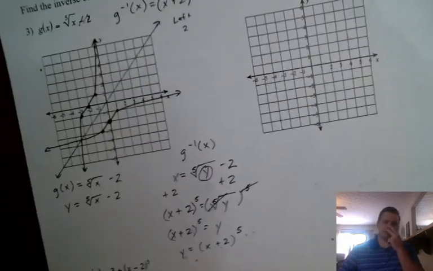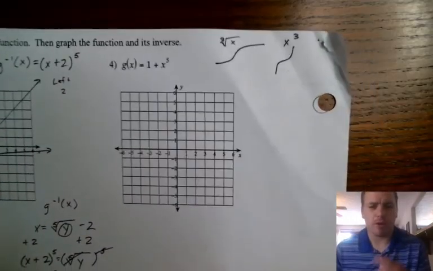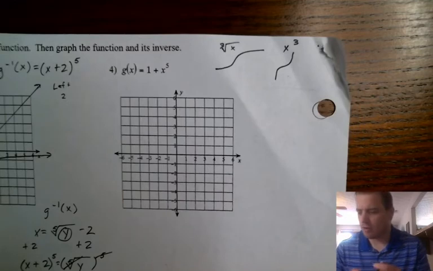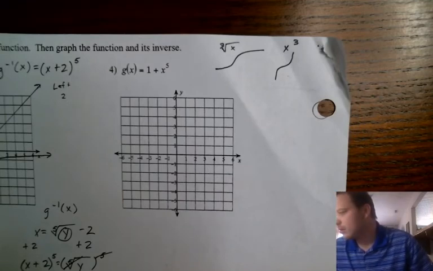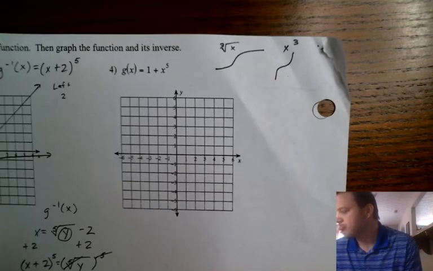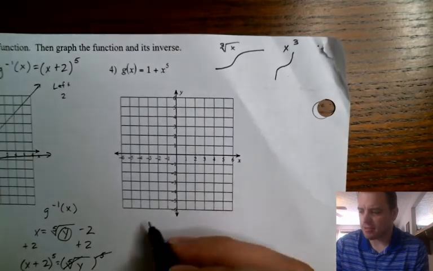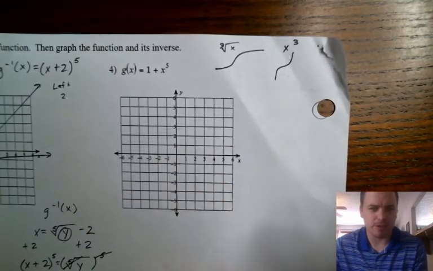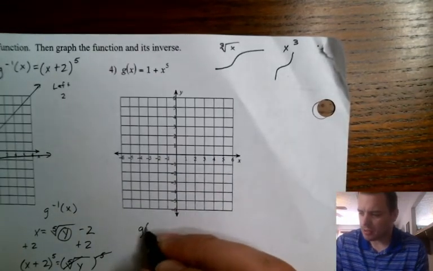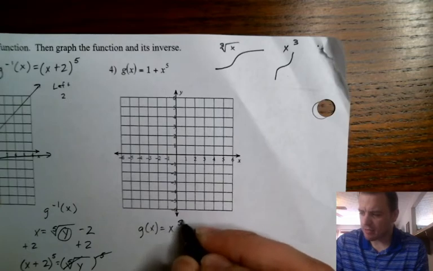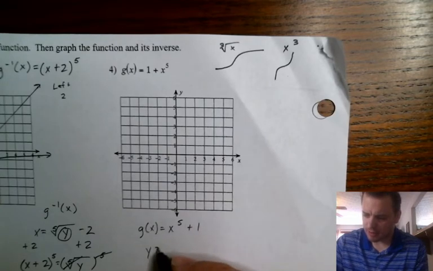Okay. So, looking at number 4. This will be the last one we work today. Let's not even worry about number 5, okay? So, number 4. Our function is 1 plus x to the 5th. Now I'm going to rewrite that as x to the 5th plus 1. It's the same thing. So g of x equals x to the 5th plus 1, which is the same thing as y equals x to the 5th plus 1.